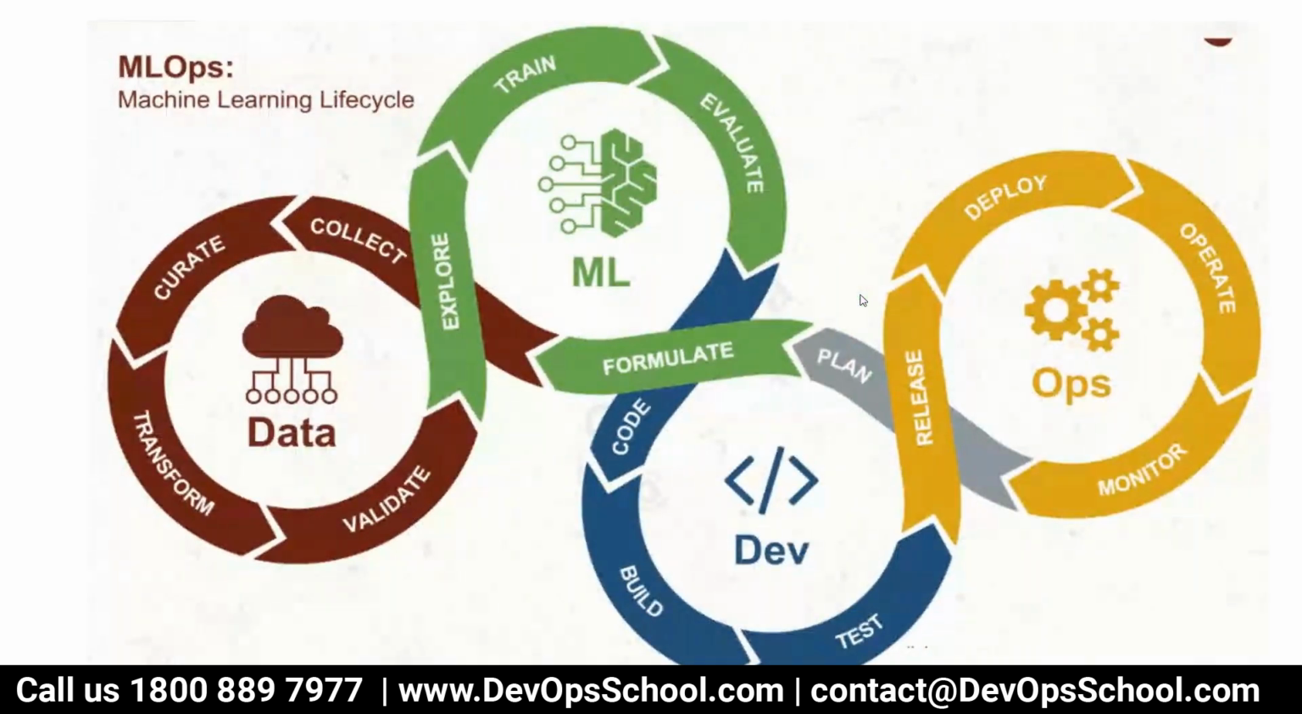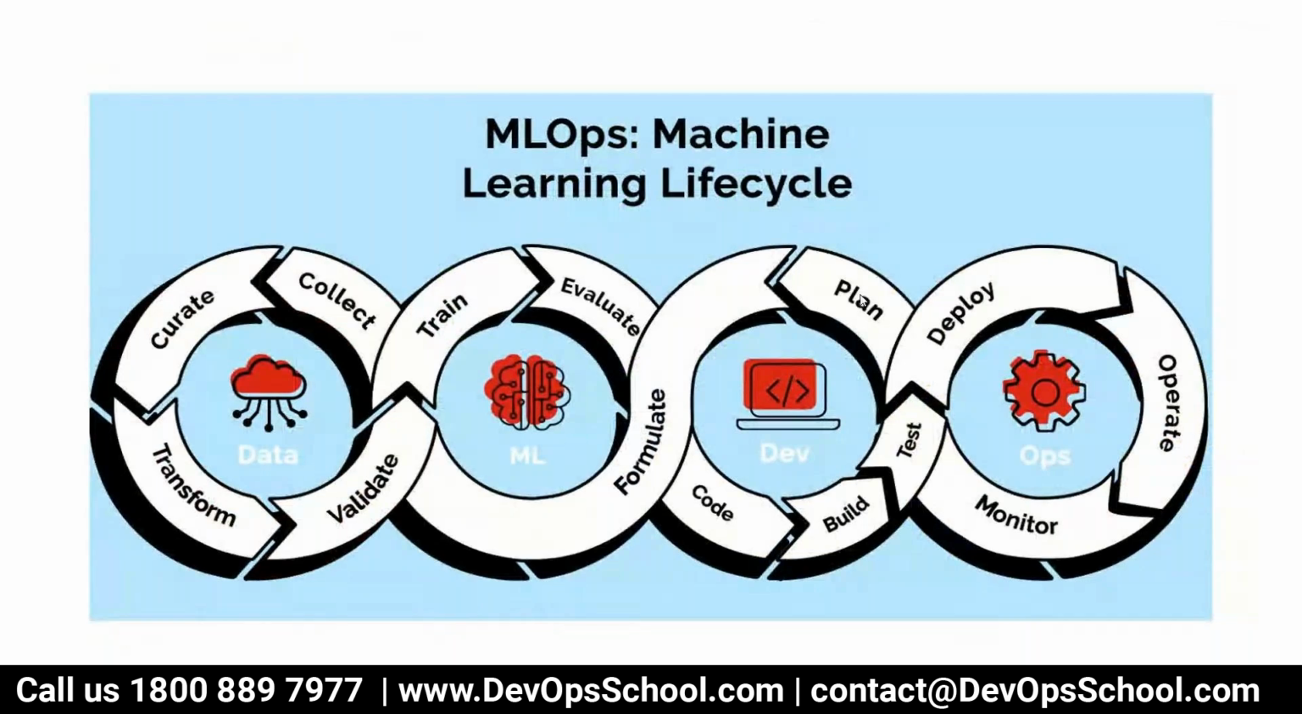Okay, so here are 4 pillars. You have data: collect, curate, transform, validate. Then apply the model: explore which algorithm you want to apply, train, evaluate whether it's good or not, and then formulate. After that, develop that model: plan, code, build, test, and release. Then lastly, operations: deploy, operate, and monitor. I think this is one of the best slides for understanding MLOps in all phases. Again, same thing: collect, curate, transform, validate the data; train, evaluate, and formulate the model; and after that develop the model in terms of planning, code, build, test. And after that, operations: deploy the model, operate, and monitor it. So that's the complete flow.